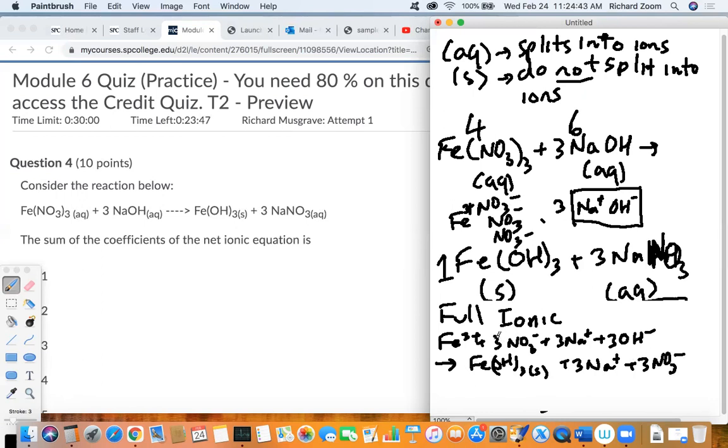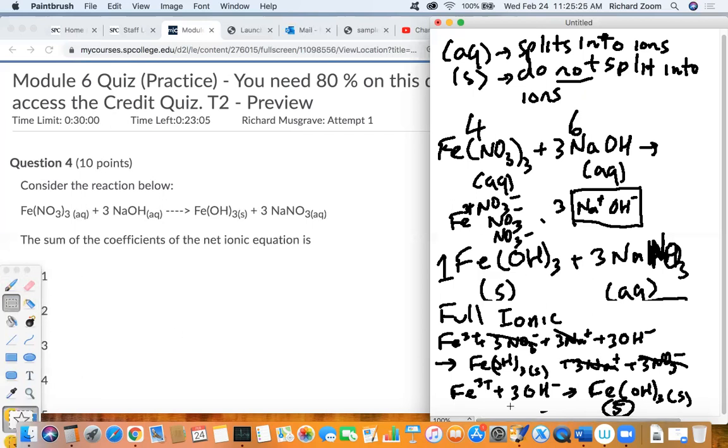Now to get the net, I can cross out whatever's the same on both sides. That would be the sodiums and the nitrates. And all I'm left with is Fe3+ plus 3 OH minuses. So for the net ionic equation, the coefficients would be 1 plus 3 plus 1, which is 5. So a total would be 5 there. But I'm going to show you an easier way of doing that. Does anybody have any questions about this so far?